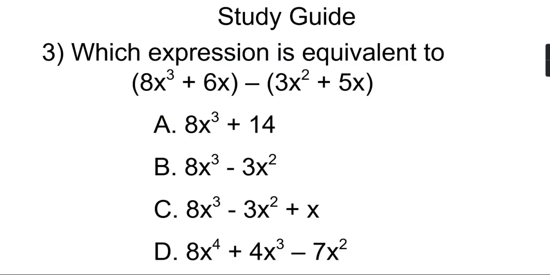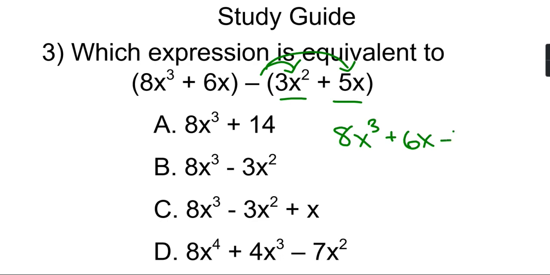In question 3, we are subtracting two polynomials. So 8x to the 3rd power plus 6x minus 3x squared plus 5x. So here, I don't want to just go ahead and add the terms together because both of the terms inside parentheses are being subtracted. So I want to think of subtracting 3x squared and subtracting 5x. So I'm going to rewrite this. I'll keep that first polynomial, 8x to the 3rd power plus 6x, and I'm going to rewrite that second one with negatives because I'm subtracting.